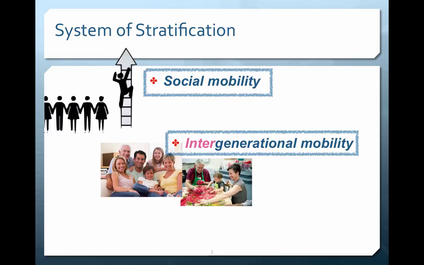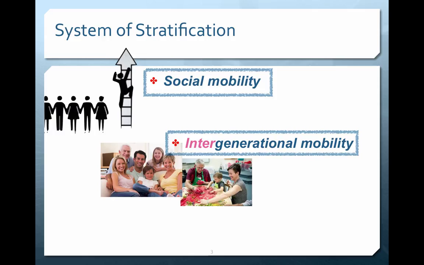Now, social mobility can be intergenerational, and this is the social movement that is experienced by a family member from one generation to the next. So for example, your grandparents sat at one particular level of the social stratification system, and then from your grandparents to your parents, and then maybe to you, there's been an increase or a movement upward, or for that matter downward, in intergenerational mobility on the social stratification system.